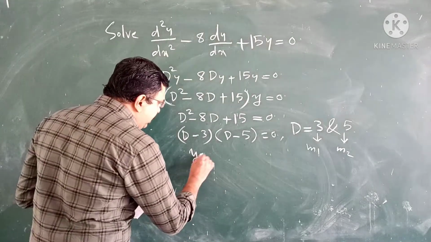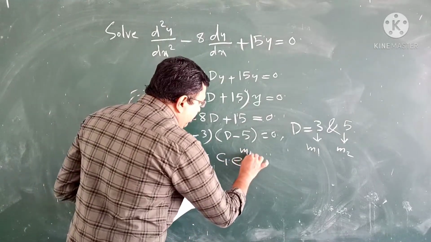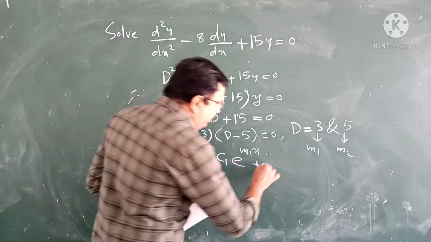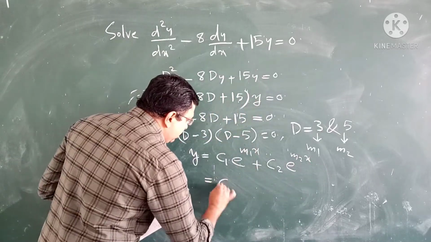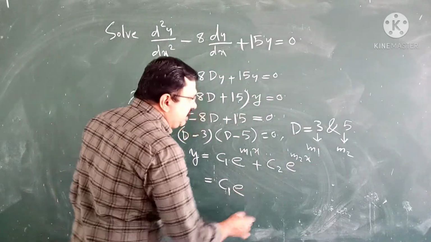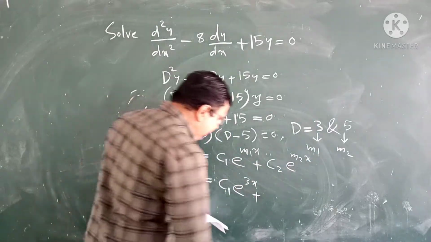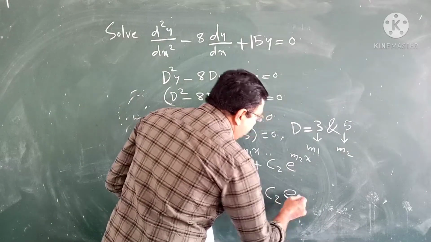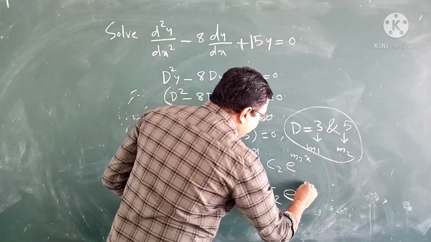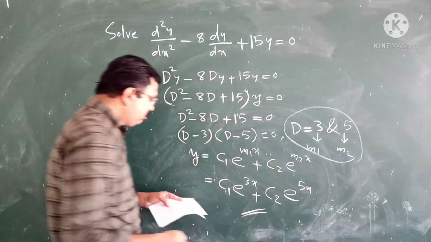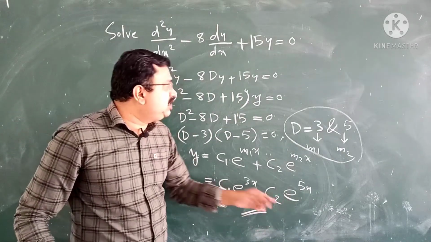Therefore, our solution y equal to c1 into e raised to m1x plus c2 into e raised to m2x. That is equal to c1 into e raised to, what is our m1? m1 is 3, so 3x, plus c2 into e raised to m2x. What is our m2? m2 is 5. Therefore, 5x. This is our solution. Okay. y equal to c1 e raised to 3x plus c2 e raised to 5x.